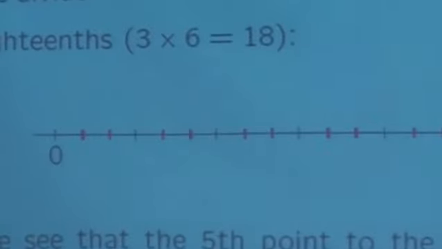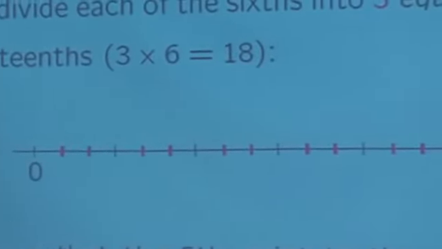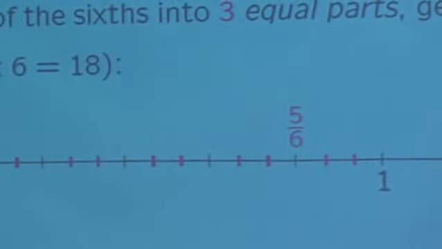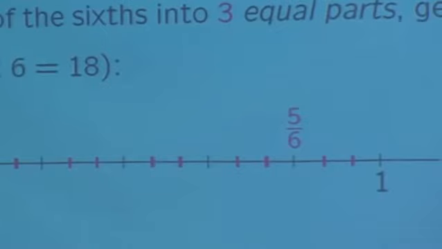So you do it exactly the same way. Again, the blacks represent the division into 6 equal parts, and then each of these, every sixth, is further subdivided into three equal parts, that means the unit segment is now divided into 18 equal parts. And you count: 5 over 6 is exactly the 15th point in the sequence of eighteenths. That's the theorem on equivalent fractions.